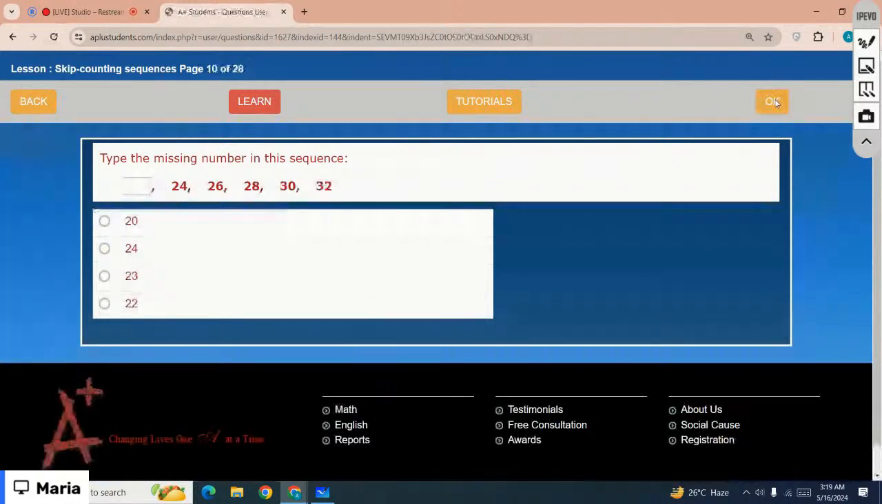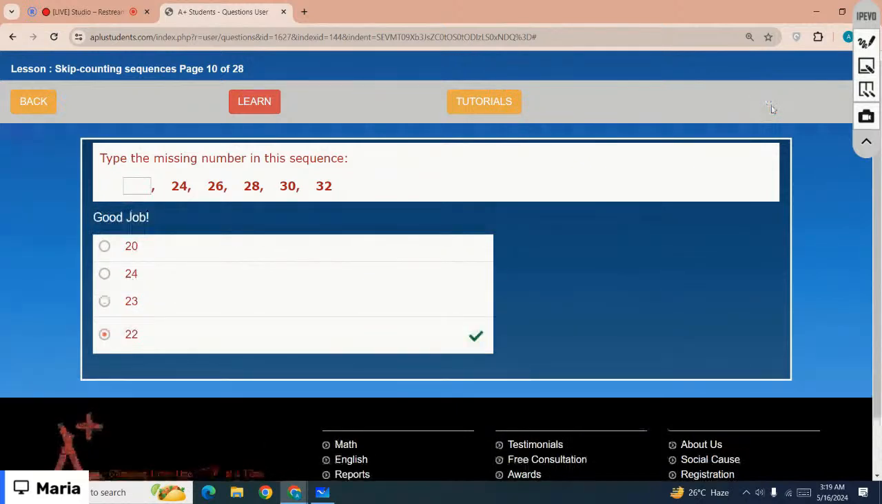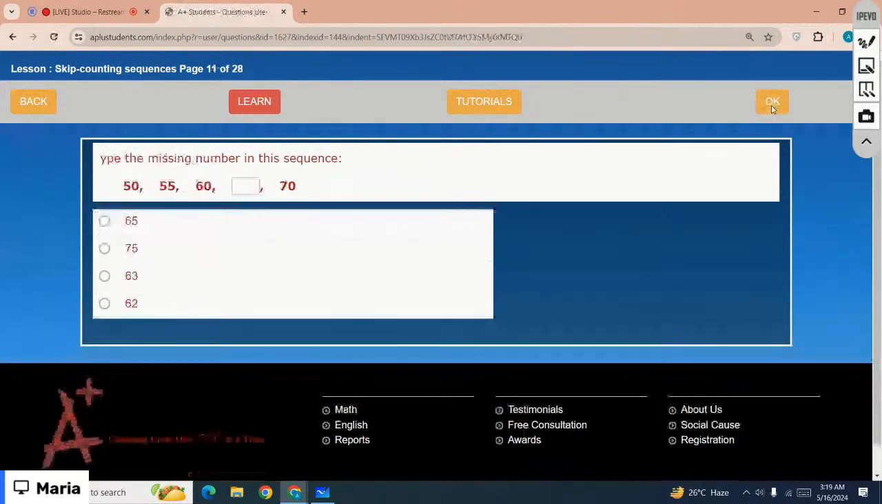Type the missing number in the sequence. So which number is missing? The correct option is 22 is the missing number. Okay, you can complete the lesson by yourself later today. Let me just move on to the next lesson.